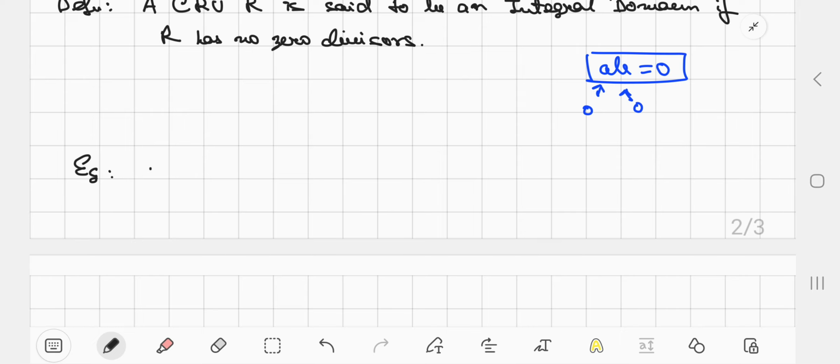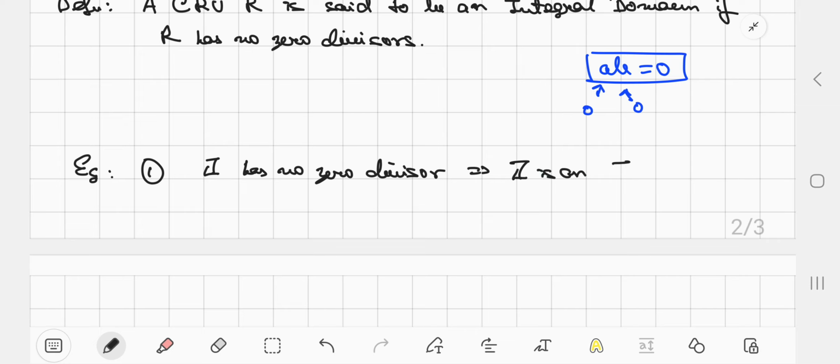Examples. Number one, what can you say about Z? Now, clearly enough, Z cannot contain a zero divisor, and that pretty much follows from its arithmetic structure. Z cannot have any non-zero zero divisor. We will go as per we defined. Z has no zero divisor. So this typically means that Z is an integral domain.